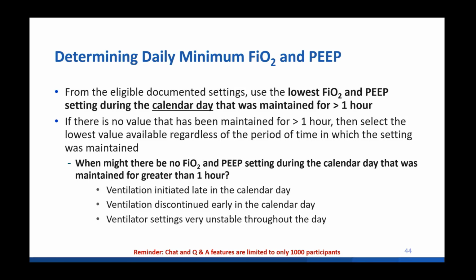Similarly, if ventilation is discontinued early in the day, such as 12:45 a.m., where the PEEP of 5 was only maintained for 45 minutes during the calendar day before extubation, your daily minimum PEEP would be 5. There are also instances when a patient's ventilator settings are very unstable throughout the day, and none are maintained for greater than an hour, so you would select the lowest FiO2 or PEEP value on that day.